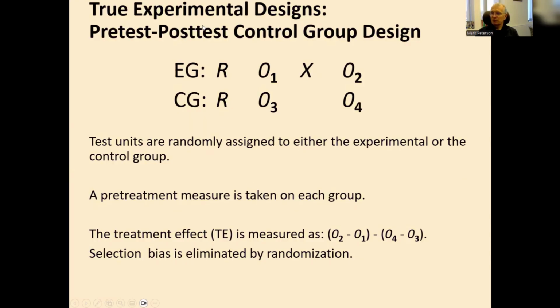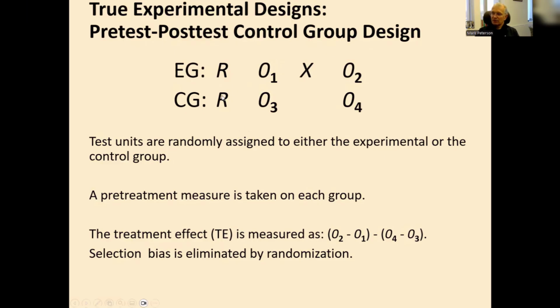Here you have a true experimental design of pre-test, post-test control group design. This is probably the bread and butter design. Here you're making 4 observations. This is the experimental group, so you have the randomized assignment of people to that group. Then you take an observation on the front end, give them some treatment, it might be the advertisement, a TV ad, and then you assess their attitude toward your brand afterwards.